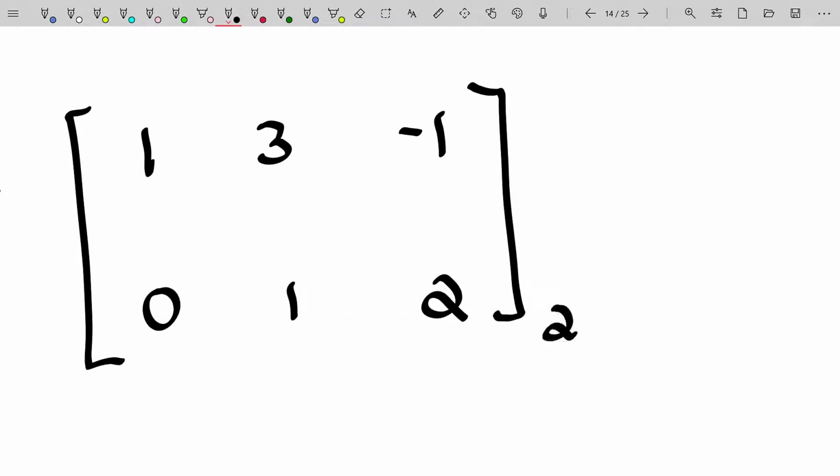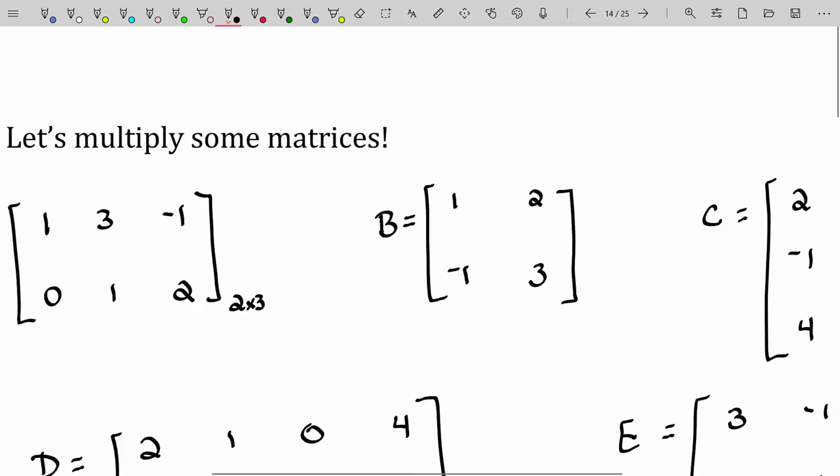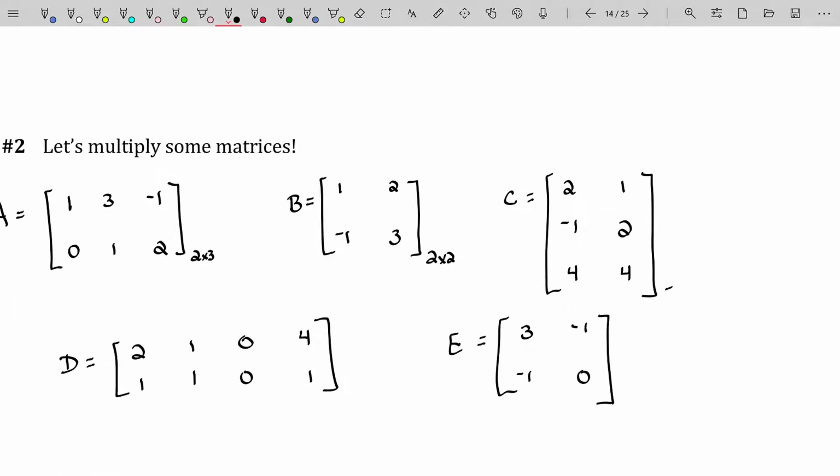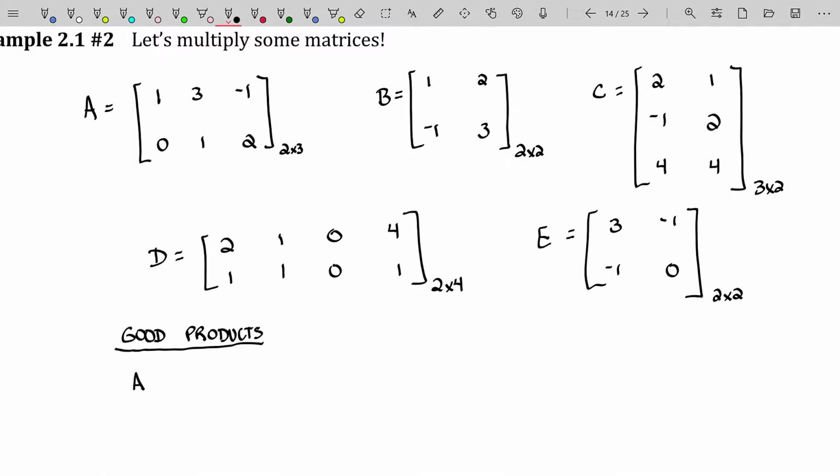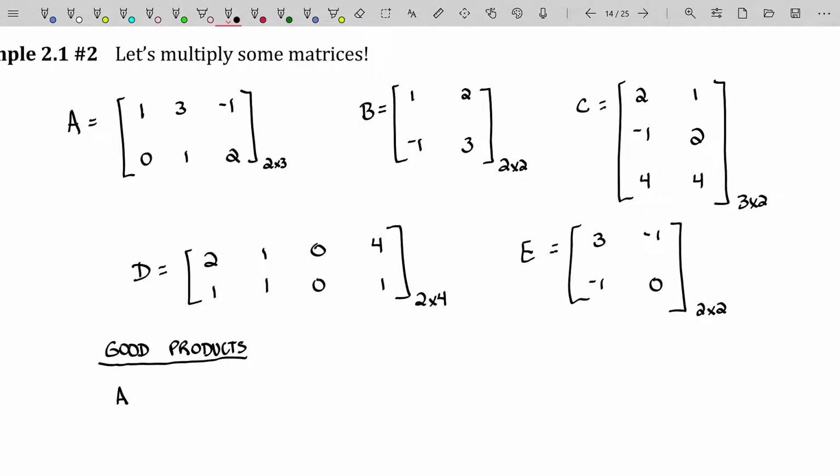So this is a 2 by 3, and the next one here is a 2 by 2, and then C is a 3 by 2, D is a 2 by 4, and finally E is a 2 by 2. You could do all sorts of multiplications here. So let's write down all the possible combinations. The good products, well, I'll start with A. A is a 2 by 3. Whatever I multiply it against has to be a 3 by something. And the only one that is a 3 by something is C.